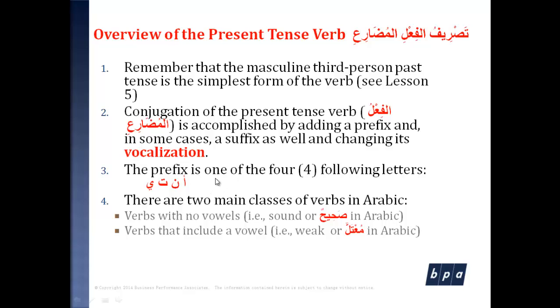The prefix is one of the 4 following letters: alif, noon, ta, and ya. So one of these 4 prefixes will be used to conjugate the present tense verb. The present tense verb again starts with one of these 4 letters. There are 2 main classes of verbs in Arabic. Verbs with no vowels, basically sound, or sahih in Arabic, and verbs that have a vowel in them, they are weak, or mu'tall in Arabic.